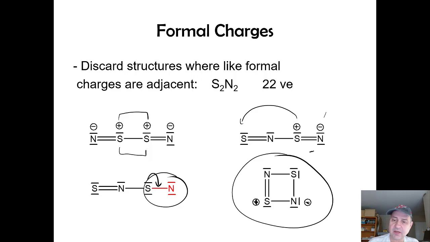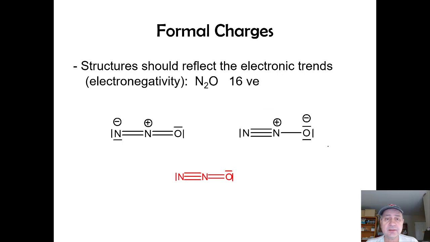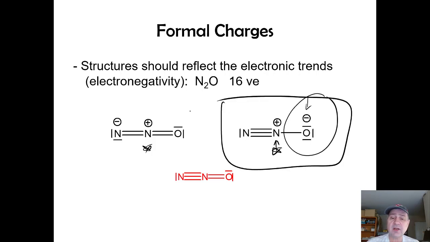Okay, and go back to the structure. So that's something to look out for. And again, the electronic trends, if you have charges, the more electropositive atom, nitrogen, should have the positive, and the oxygen should have the negative. So both of those structures, as far as formal charges are concerned, are equal, right? We have a minus and a plus next to each other. It is just more likely for oxygen to have that negative charge. So this right here is the more reasonable structure.